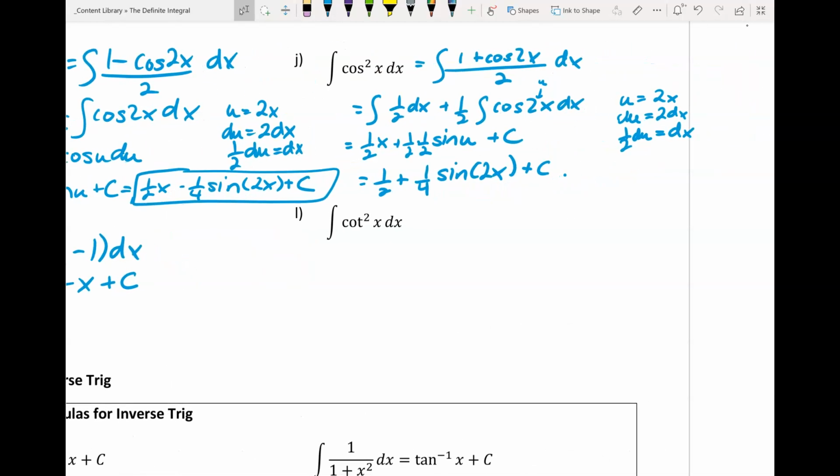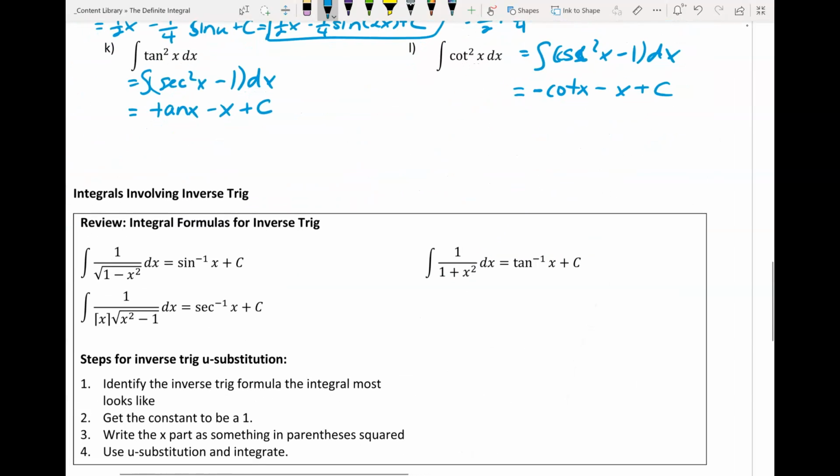This next one is easy as well. We can replace cotangent squared x with cosecant squared x minus 1. The derivative of cotangent x gives us a negative cosecant squared x. So negative cotangent x will give us positive cosecant squared x. The antiderivative of 1 is just x. Then add the plus a constant.